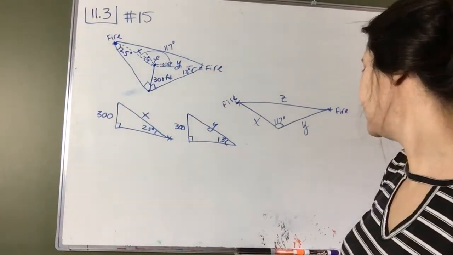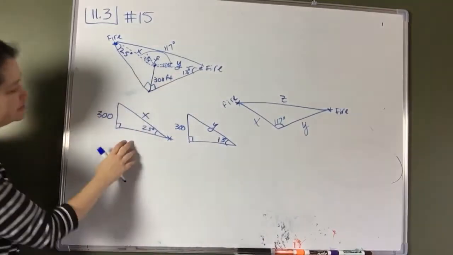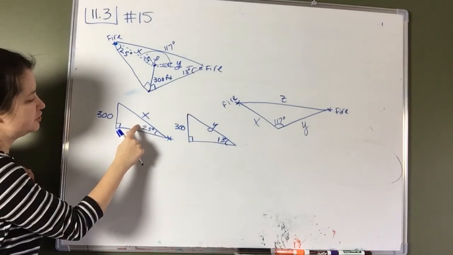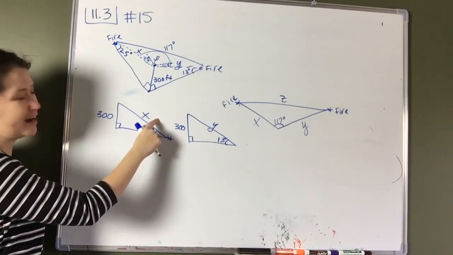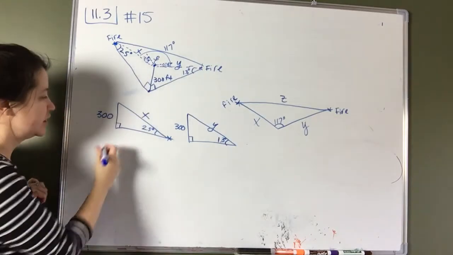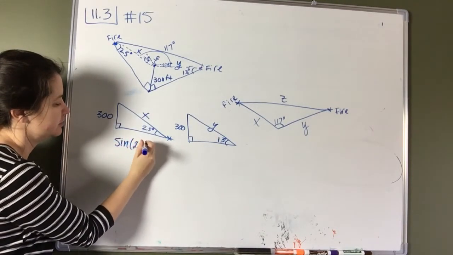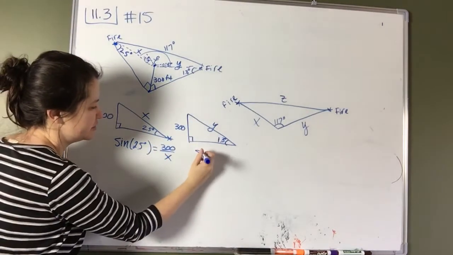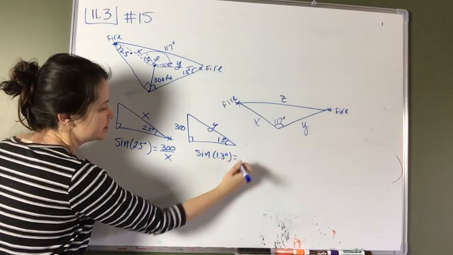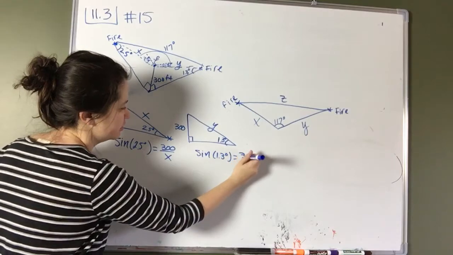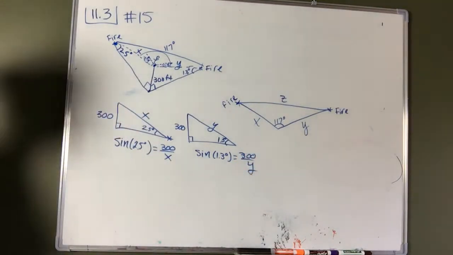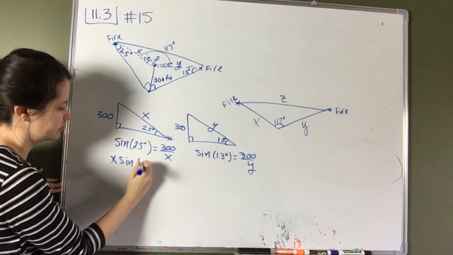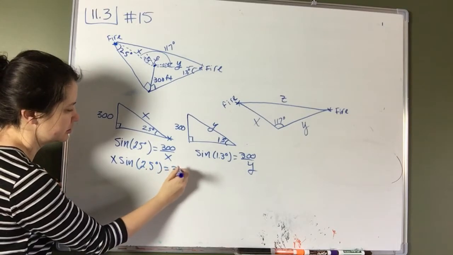Alrighty, so let's go ahead and set up how do we find x and y. Well, since they're right triangles, we can just use our simple right triangle trigonometry stuff. So off of the 2.5 degrees, we know the opposite side, and we want the hypotenuse, so we want to use sine. So sine of 2.5 has to equal 300 over x. Same exact thing over here, except it'll be sine of 1.3 degrees has to equal 300 over y. And then solve both of these. So if we multiply both sides by x, we get this. Divide.